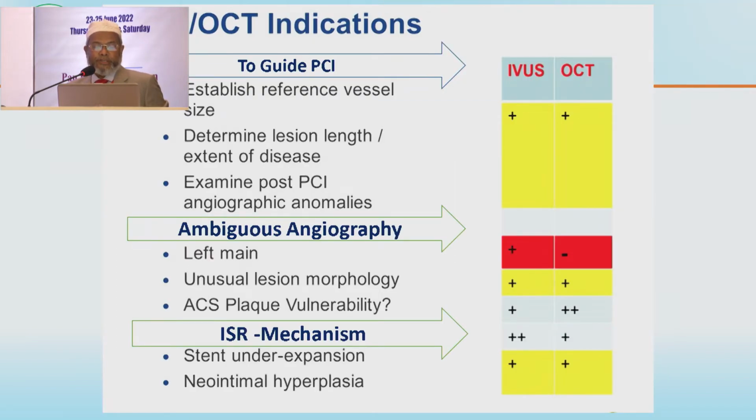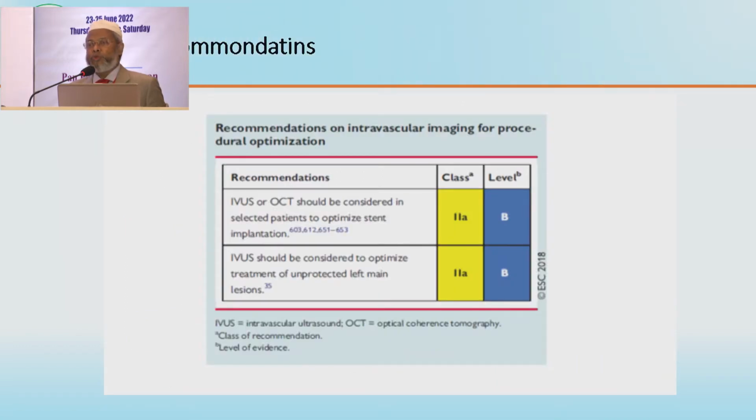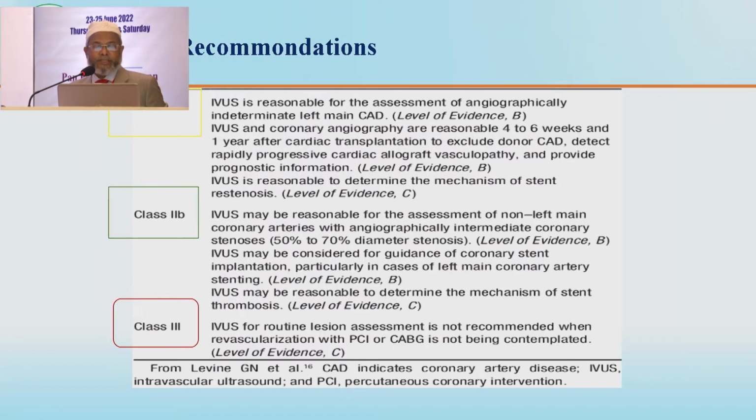IVUS and OCT indications: establishing reference vessel size, on the right panel you see both are the same, determining the lesion length, extent of disease, examining post-PCI angiographic anomalies, and ambiguous angiography. For left main, on the right panel OCT is not superior and IVUS is superior. Unusual lesion morphology is the same. In acute coronary syndrome, plaque vulnerability, here there is superiority of OCT over IVUS. And in most cases, IVUS and OCT are class 2A indications. The ACC recommendation is also class 2A.